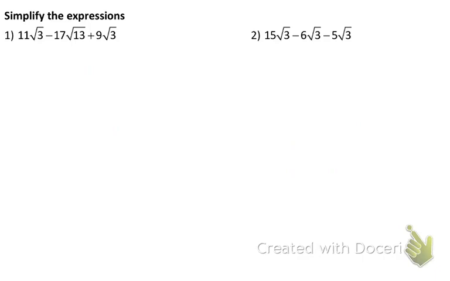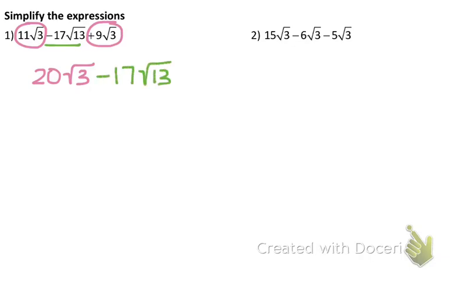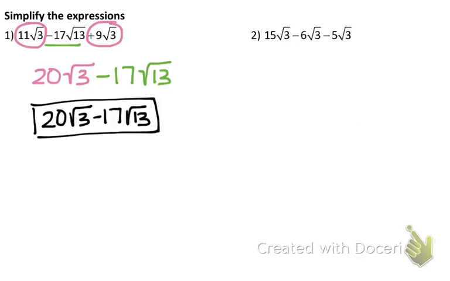In number 1, we have 11 square root of 3 minus 17 square root of 13 plus 9 square root of 3. So immediately we notice our like terms, 11 square root of 3 plus 9 square root of 3. 11 plus 9 is 20 square root of 3. And then we will just have that minus 17 square root of 13. Since that does not have a like term, we will just write that next. So our final answer would be 20 square root of 3 minus 17 square root of 13, and you cannot simplify that any further.